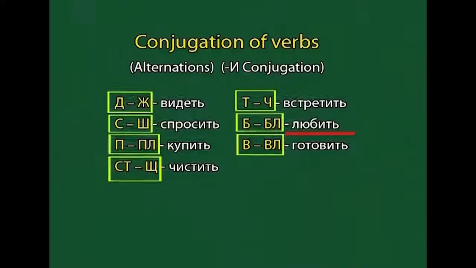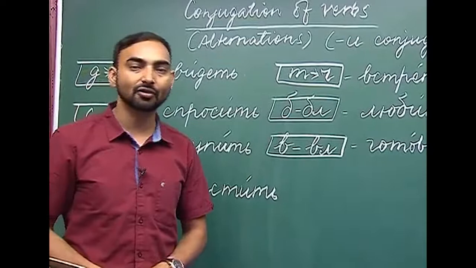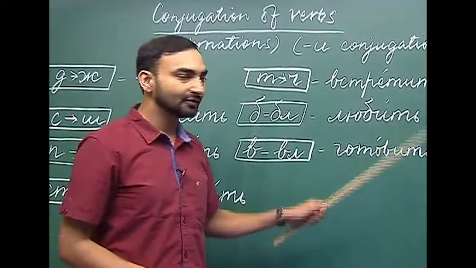The next is ba changes to ba and la. So an additional la is added in the conjugated form with first person singular number. For example, lubit we have done, it is to love or to like. So how do you conjugate lubit?